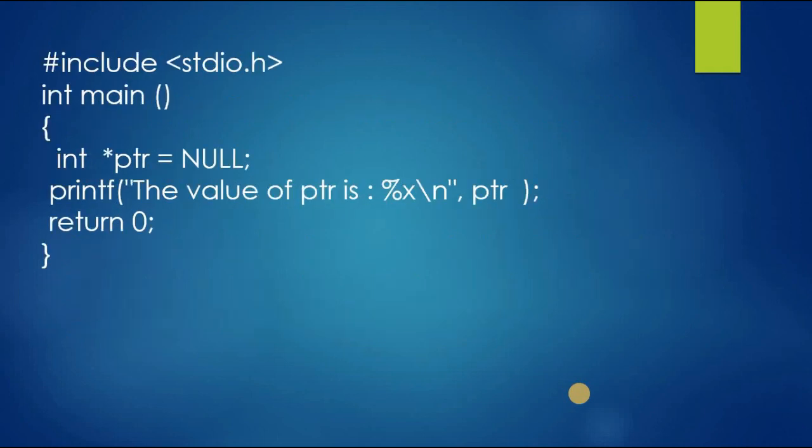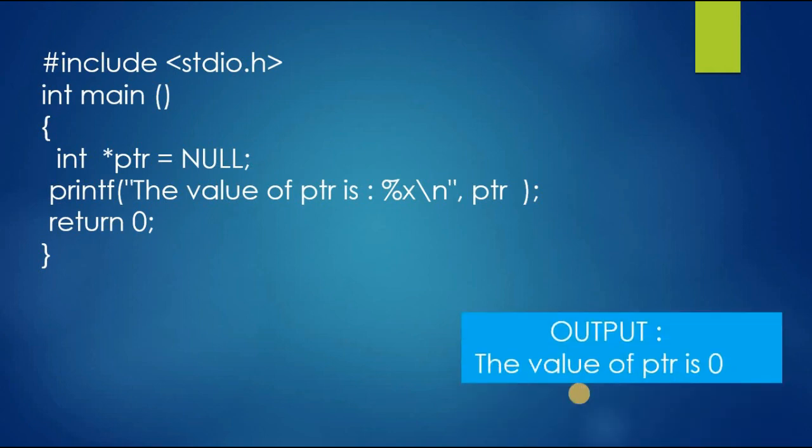This is a program for the null pointer, and we are printing here the value of the pointer. When we execute this program, we get an output like this. The value of the pointer is 0, because we declared in the program that the pointer is null. This is how we use pointers in programming.